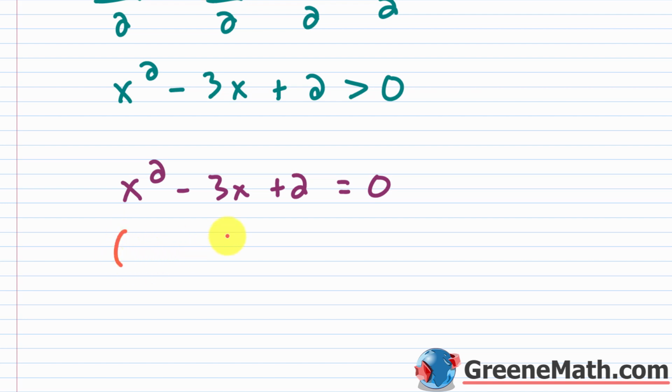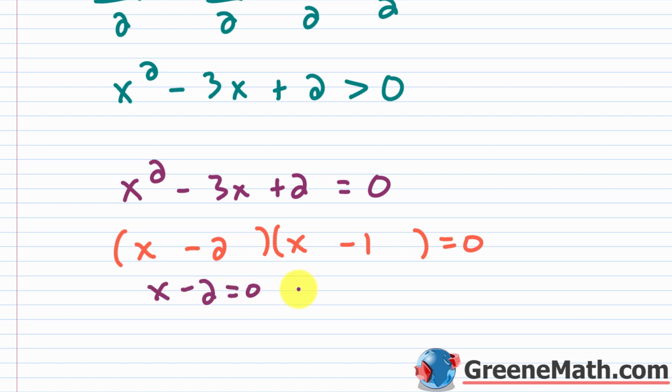So let's see what we get here. So we'll say that we have x here and x here. We need two integers that have a sum of negative 3 and have a product of positive 2. So that's going to be negative 2 and negative 1. Now, if I solve this using the zero product property, you would basically set x minus 2 equal to 0, or you would set x minus 1 equal to 0. And over here, you just add 2 to both sides of the equation. So x is equal to 2. Over here, you add 1 to both sides of the equation. So you get x is equal to 1. Okay, so these are the critical values.